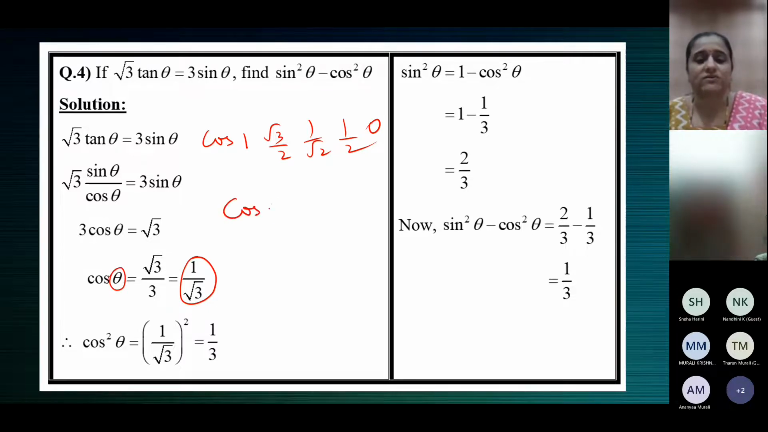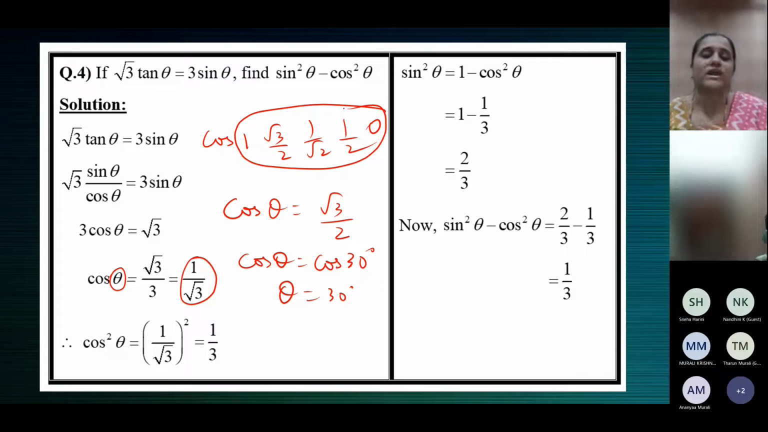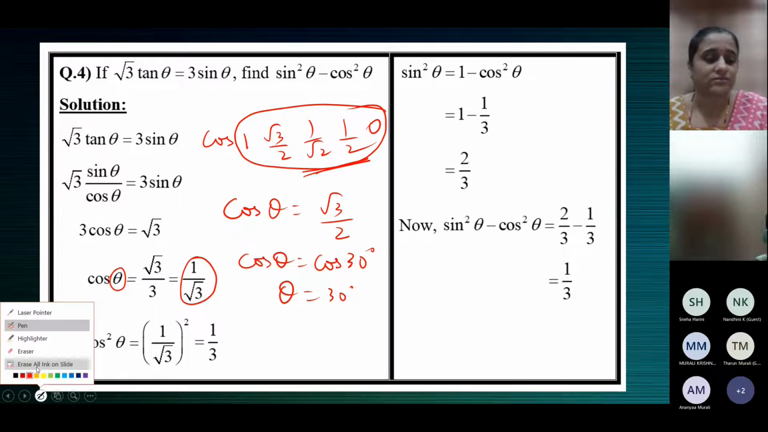Supposing cos theta is equal to root 3 by 2. When is it root 3 by 2? Cos 30 degrees. So you say theta is equal to 30 degrees. So if it is one of these values, 1, root 3 by 2, 1 by root 2, 1 by 2, or 0, you can find the angle theta. But here it is 1 by root 3. It's not any of these values, so you cannot find theta.